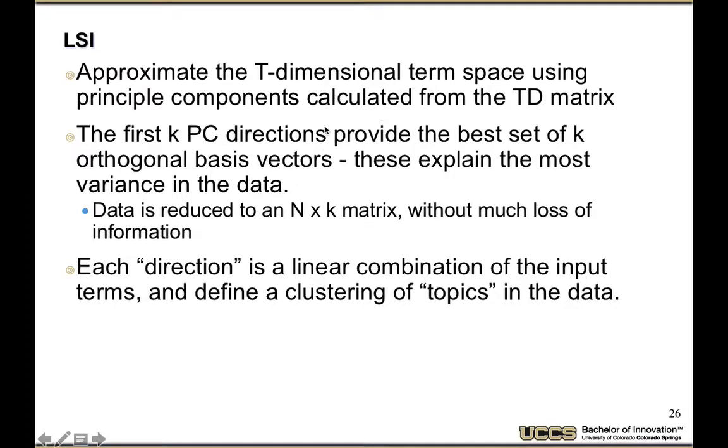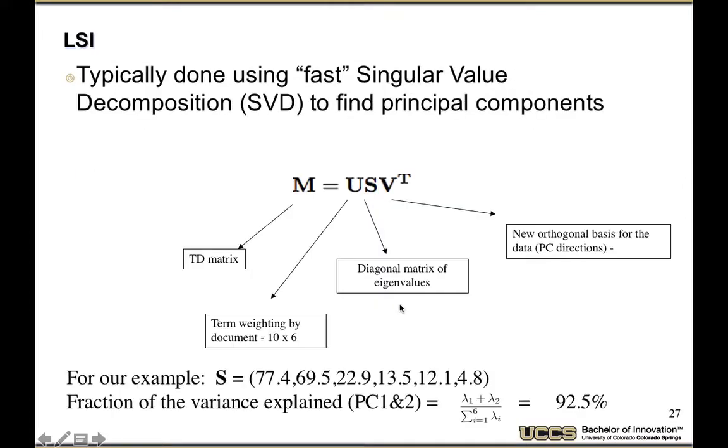So we're going to try and approximate this by using the first k principal component directions provided by the best set of k orthogonal basis vectors from SVD. And the idea is that these explain the most variance in the data. And if they explain the most variance, they're actually coupling together the semantics of related things. Each direction here is a linear combination of topics and defines a sort of clustering of topics in the data.